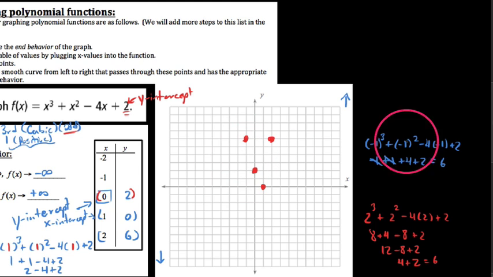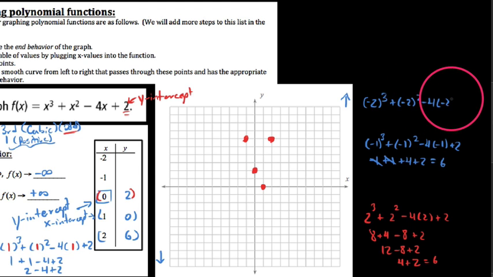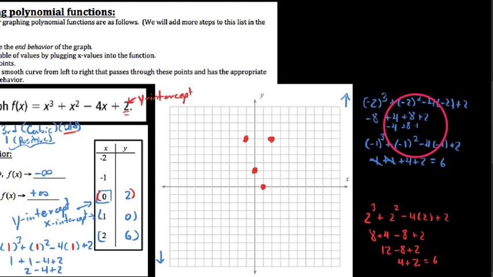One more value we want to plug in is negative 2. We get negative 2 cubed plus negative 2 squared minus 4 times negative 2 plus 2. You can see how plugging in points, you use a lot of scratch paper. This is a negative 8 and a positive 4 here, and then a positive 8 and a positive 2. That's going to give us negative 8 plus 4 plus 8 plus 2, which is 6 again, which is kind of a fun situation here.